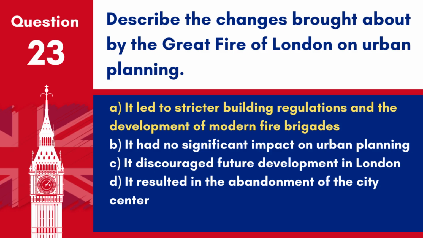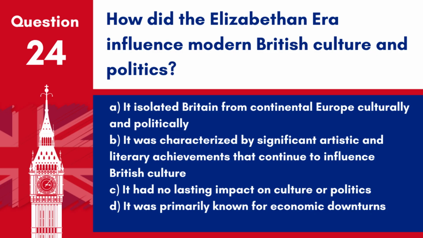Answer: A. It led to stricter building regulations and the development of modern fire brigades. The Great Fire of London in 1666 prompted significant changes in building materials and urban planning to prevent future disasters, influencing modern urban development. Question 24.